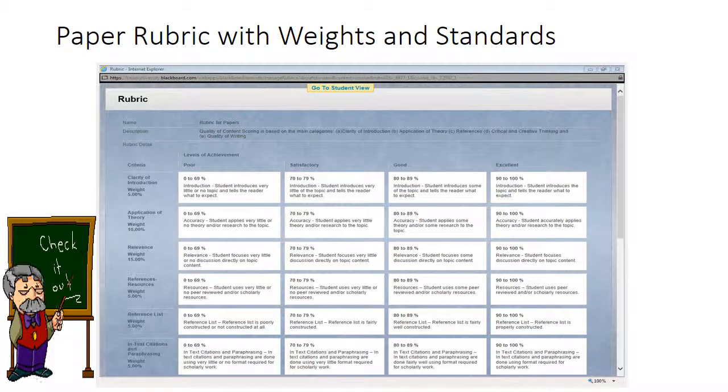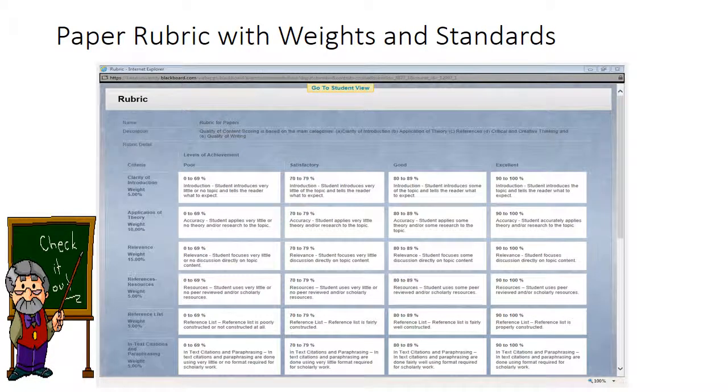Let's take a look at the second category, application of theory. And again, the weights for each category are given, so this is worth 10% of the overall grade for this paper. In the excellent category, the writer accurately applies theory and research to the topic. In the poor category, the writer applies very little or no theory or research to the topic. And the percentages that would be for this particular category are indicated.